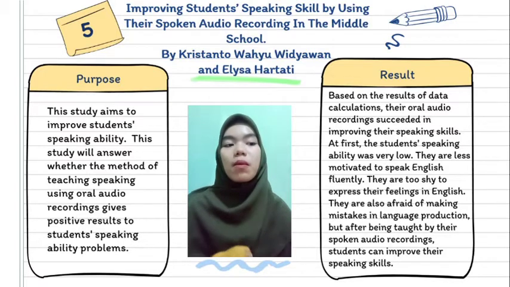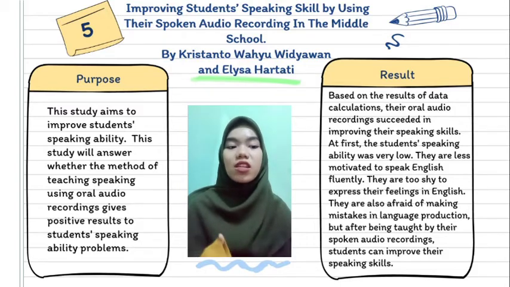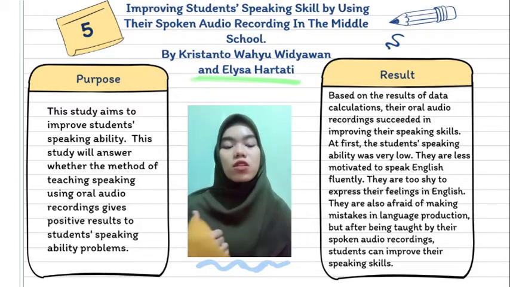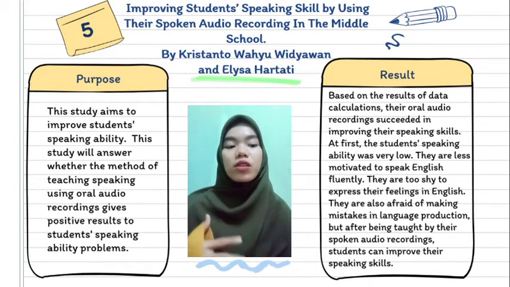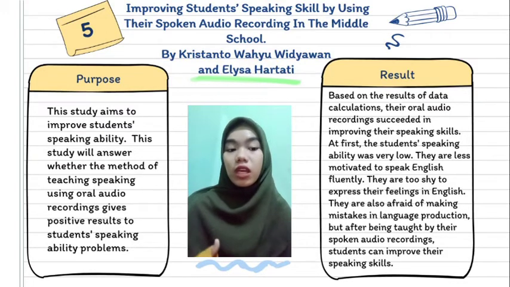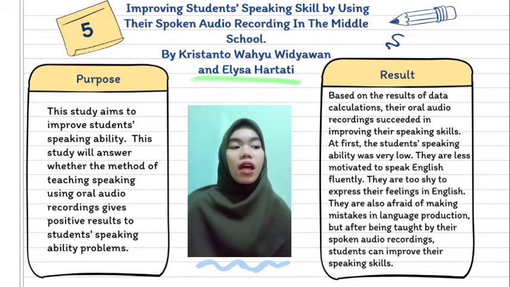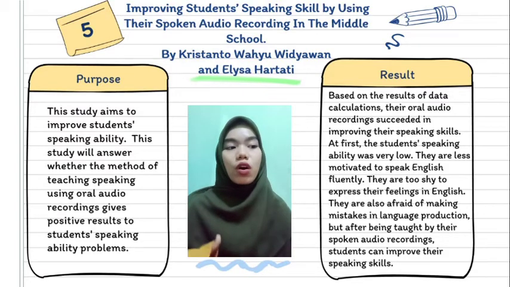middle schools by Kristanto Wahyu Widiawan and Elisa Hartati. And the purpose is to improve students' speaking ability, and this study will answer whether the method of teaching speaking using oral audio recordings gives positive results to students' speaking ability problems. And based on the result of data calculations, their oral audio recordings succeed in improving their speaking skills.